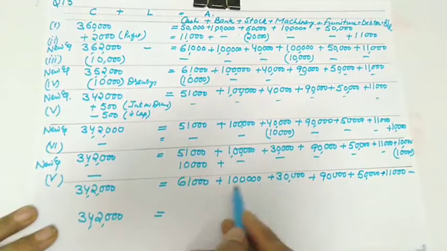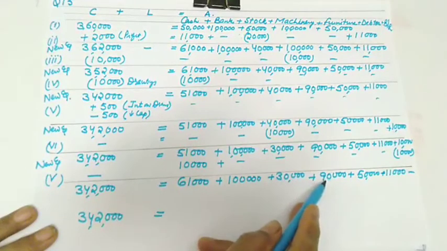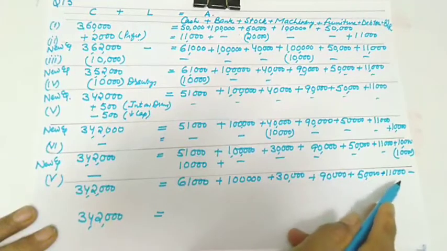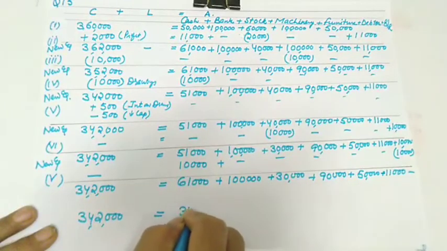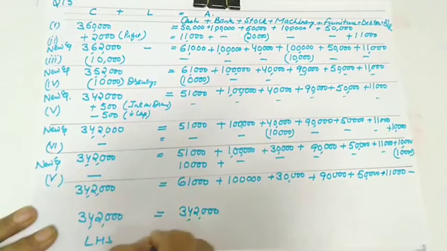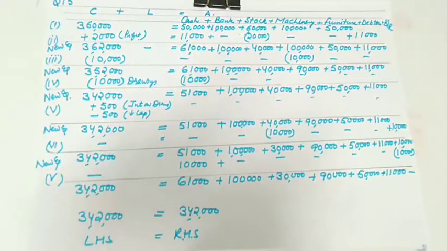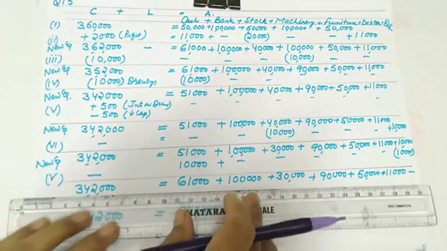This is 1,91,000. 191 plus 90 will be 281. 281 plus 61 will be 342. Yes, so both sides are equal. Left hand side is equal to right hand side. And now let us prepare the balance sheet.